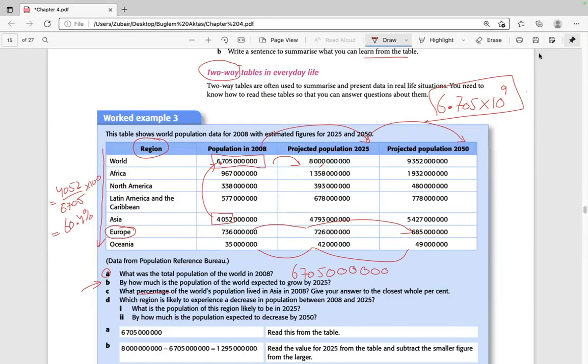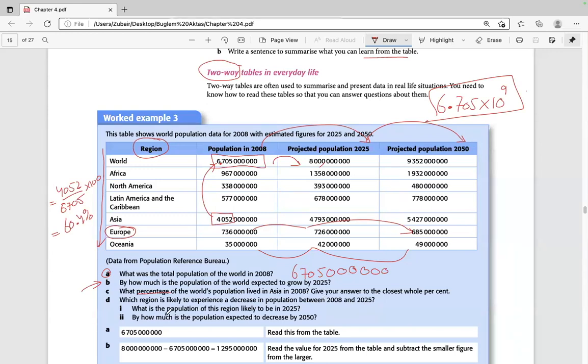I'm getting 60.4%. So Asia covers almost 60% of the world's population. D part says, which region is likely to experience a decrease in population between 2008 and 2050? We've already discussed that. That was Europe.